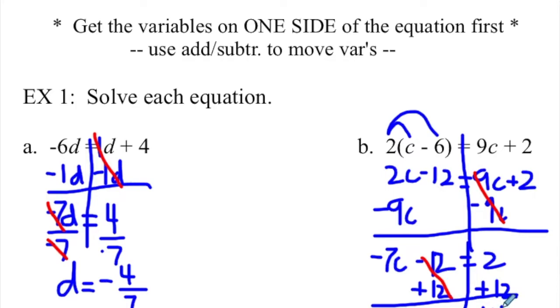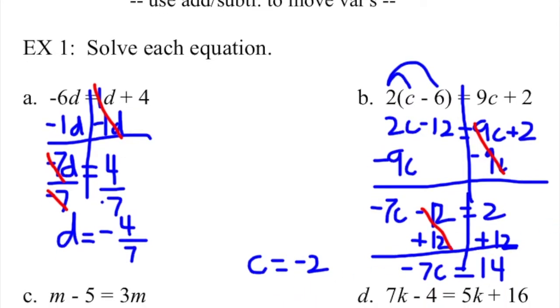And then I need to divide both sides by negative 7. So 14 divided by negative 7 is going to tell us that C is equal to negative 2. So that is our answer for B.